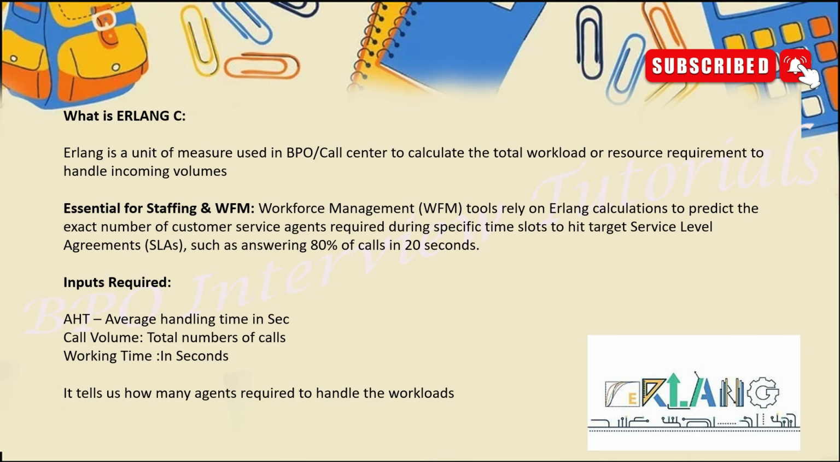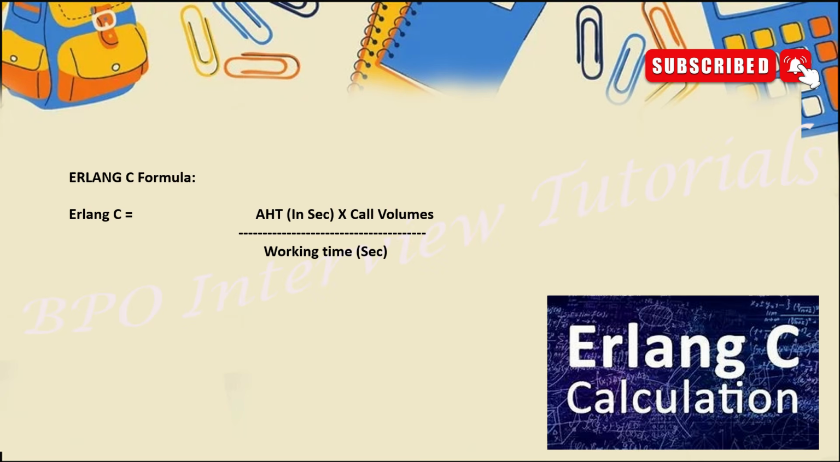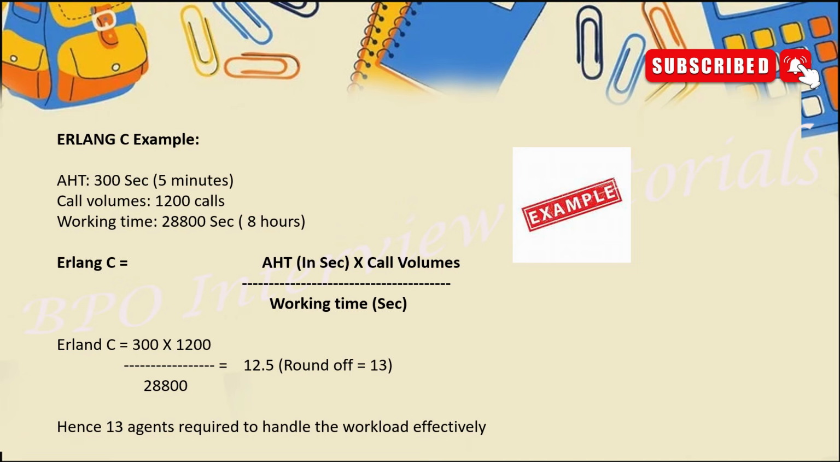To calculate the Erlang function, what inputs do we require? We require EHT, call volume, and work time. If we have these three pieces of information, we can easily identify the number of agents required to cover the volume. Let's start with the formula. The formula is EHT in seconds times call volume divided by working time in seconds. Working time means the working hours.